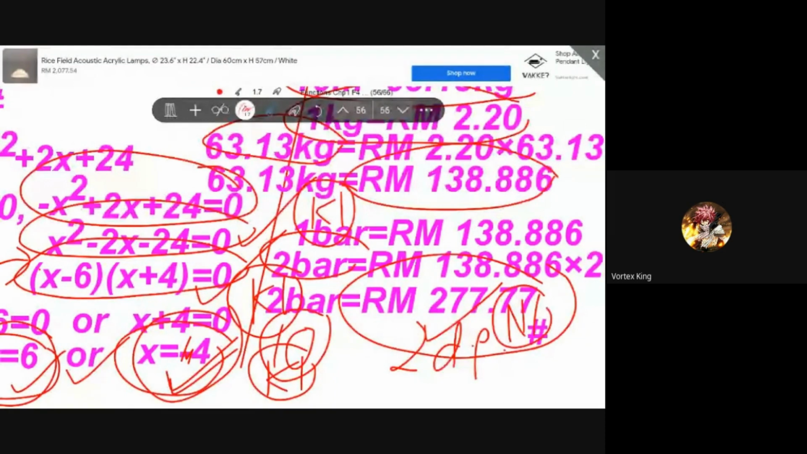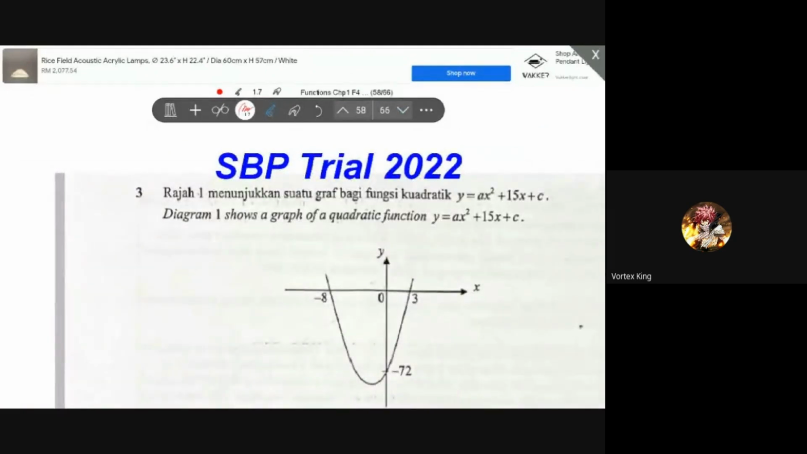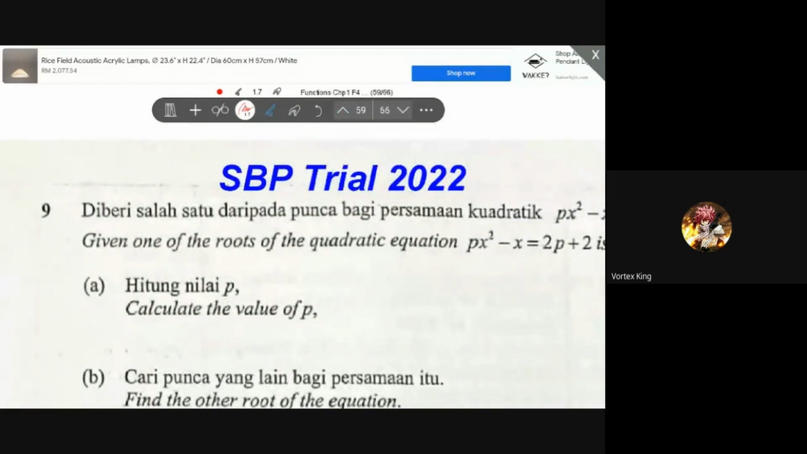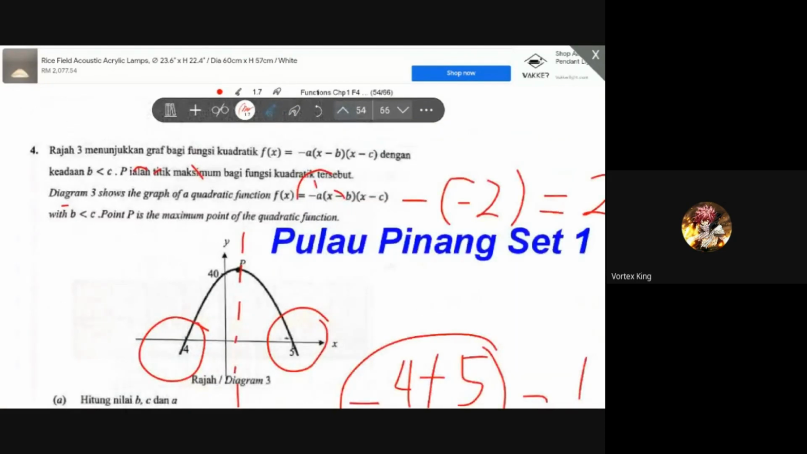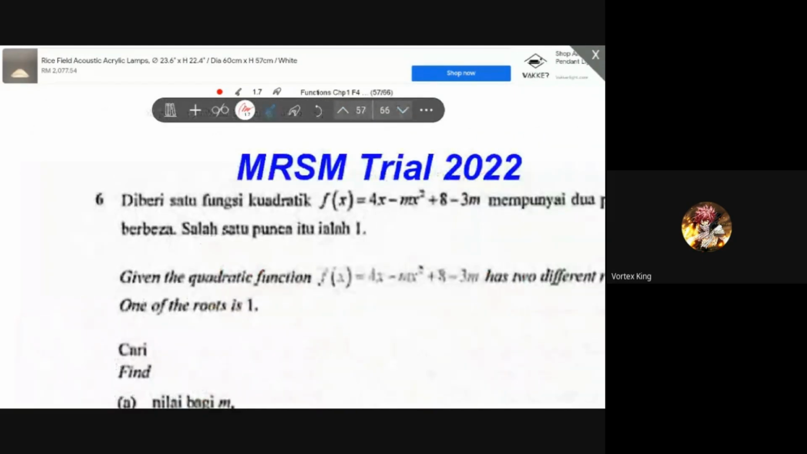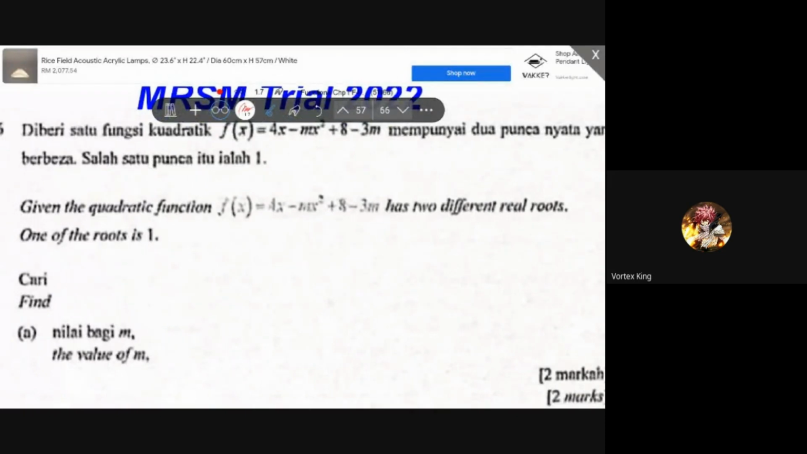So I think still got time. Let's go one more question, because 9 o'clock we end, so we try one more question with everyone. Let me see which question. Which one? This one we done. All this we done. Let me see. Okay, let's try this one. Different type. Okay, jom cuba semua. Now we read together.